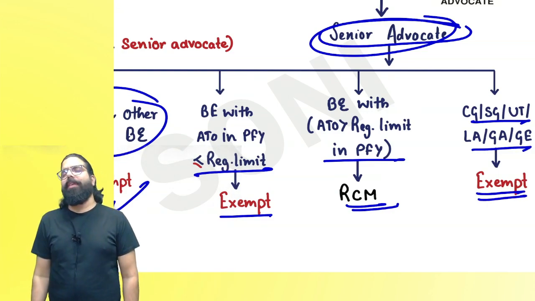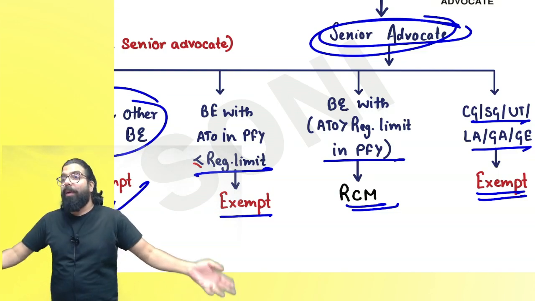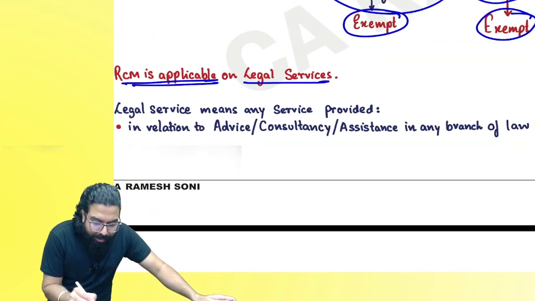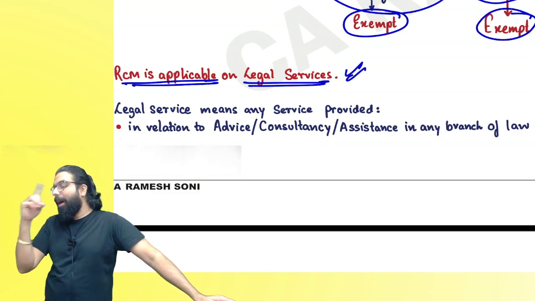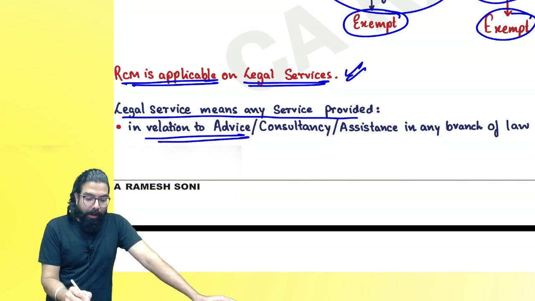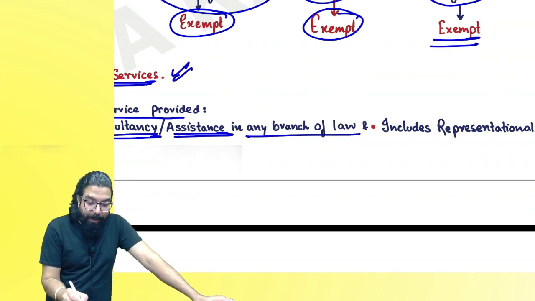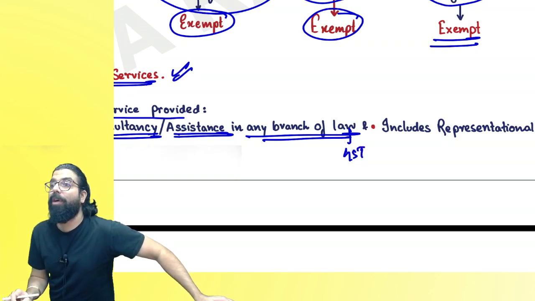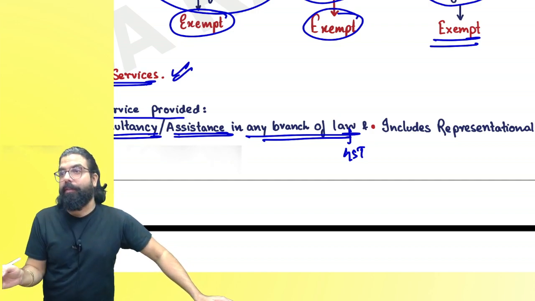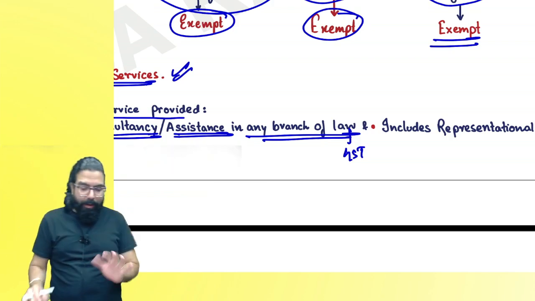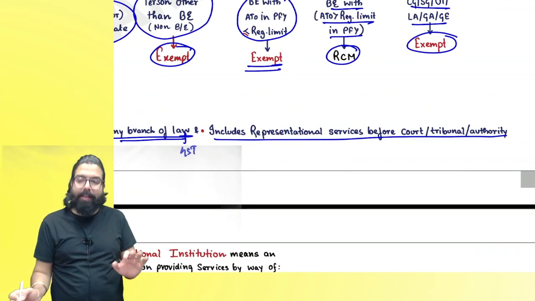Remember one thing, legal services given by a chartered accountant are not exempt. Legal services given by advocates are exempt over here. Sir, always remember one thing: RCM is applicable on legal services when they are given by whom? Advocate. Legal services means any services in relation to advice, consultancy, assistance in any branch of law. Now, GST advice is given by a chartered accountant also, but that is not under RCM, because legal services given by advocates are under RCM. And arbitral tribunal services are under RCM. Remember one thing, including representational services also.